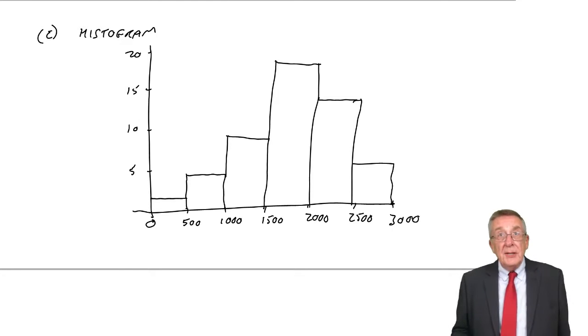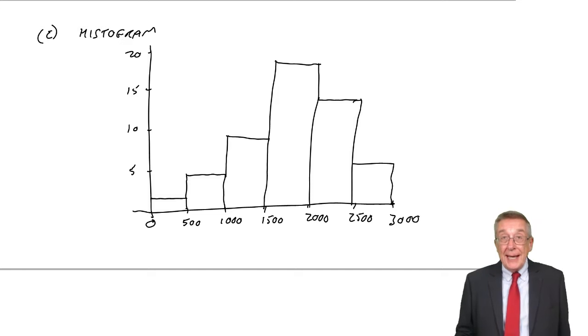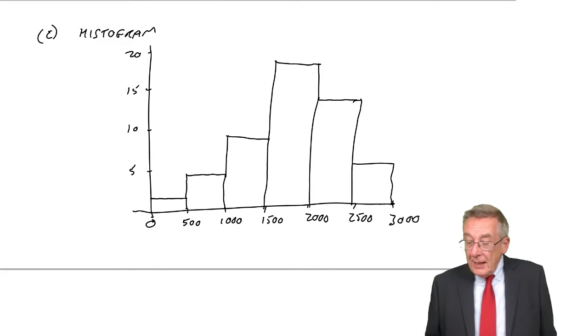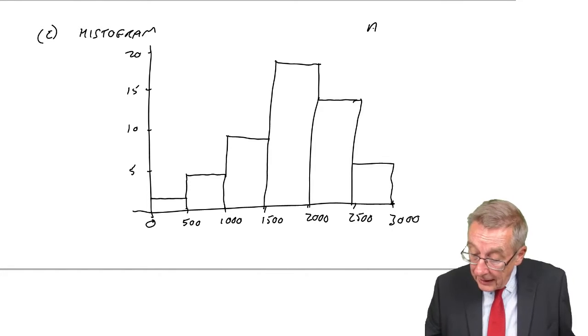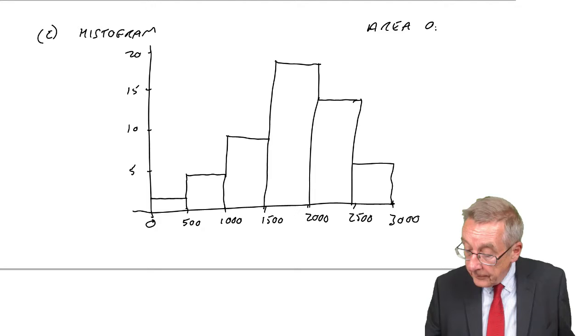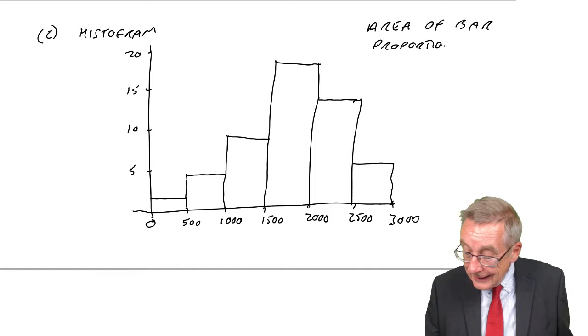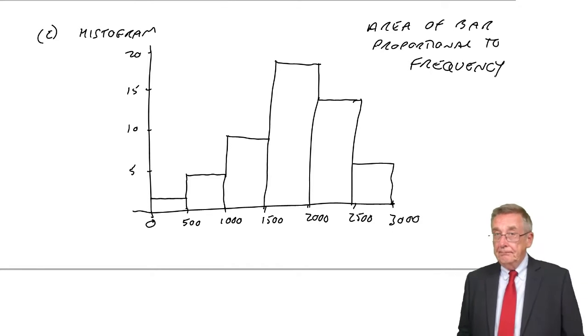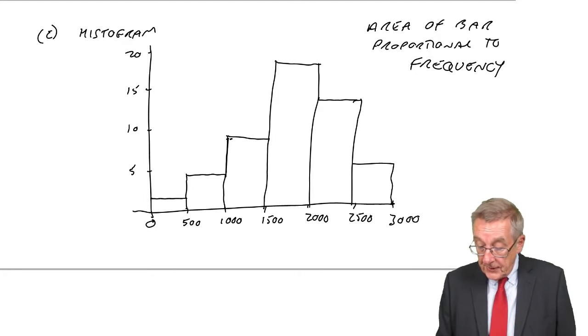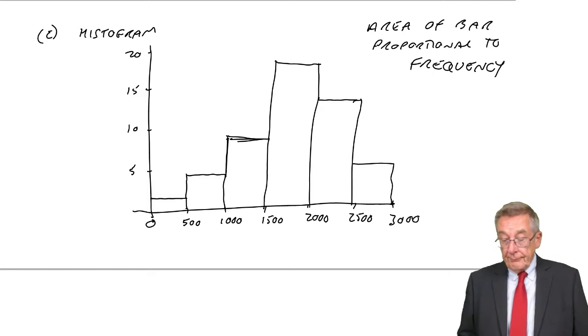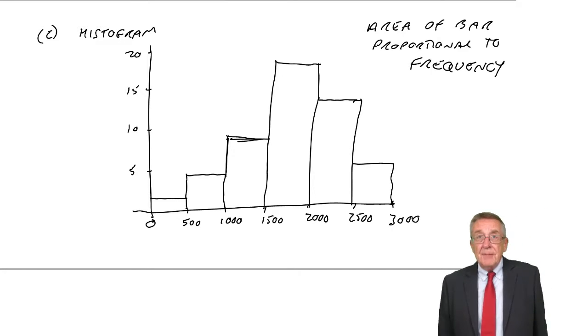Now, just one thing about this, which will be very important later, and I'll mention again later, is that when we're doing it, it's actually the area of the bar that's proportional to the frequency. You should know that the area of any bar is the height times the width. The reason it's important is this.